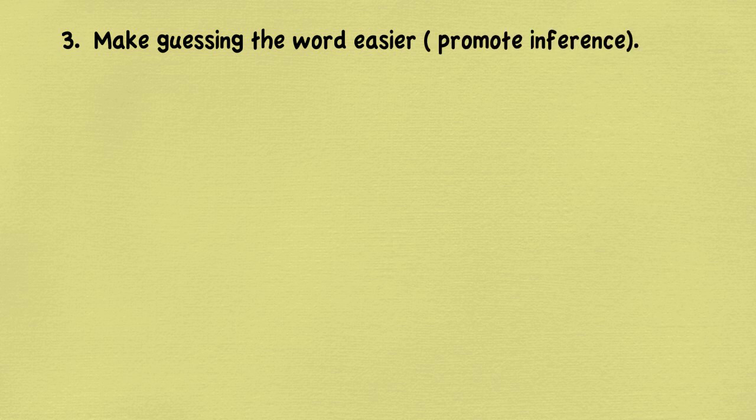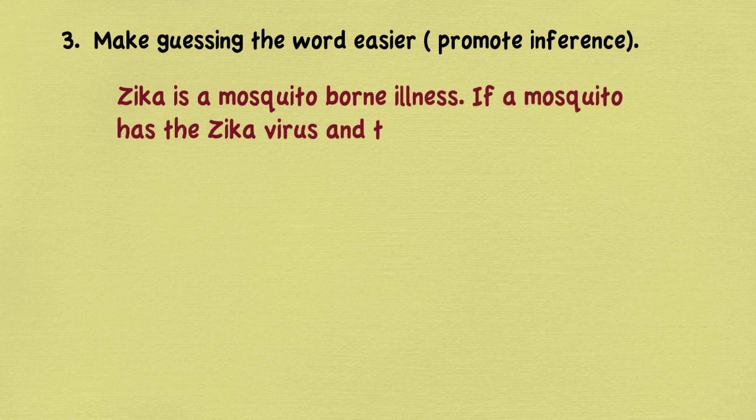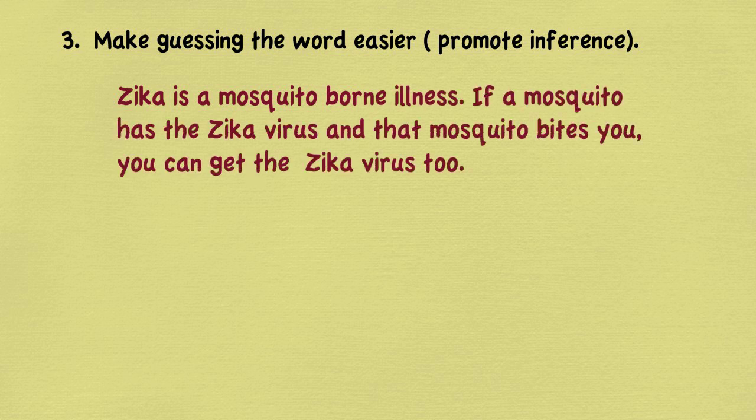And the third strategy is most important. Make guessing the word easier. Promote the inference. We're skipping and guessing all the time when we're reading. So, Zika is a mosquito-borne illness. If a mosquito has the Zika virus and that mosquito bites you, you can get the Zika virus too. So, giving enough information surrounding the introduction of the new term.